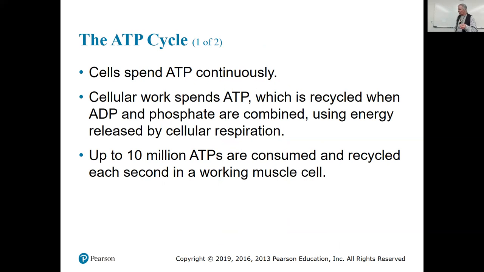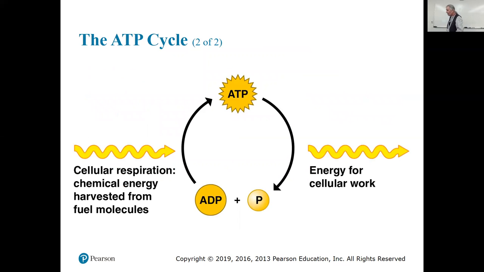Cells spend ATP continuously. Cellular work spends ATP, which is recycled when ADP and phosphate are recombined using energy released by cellular respiration. Up to 10 million ATPs are consumed and recycled each second in a working muscle cell. So this is the ATP cycle. I think it's the next slide. Cellular respiration, chemical energy harvested from fuel molecules, will push ADP and P together to form ATP. Then ATP breaks down to ADP and P sub I, and that energy is used for cellular work. So you have to convert the energy in your food molecules to the energy of ATP in order to do work to keep yourself alive.